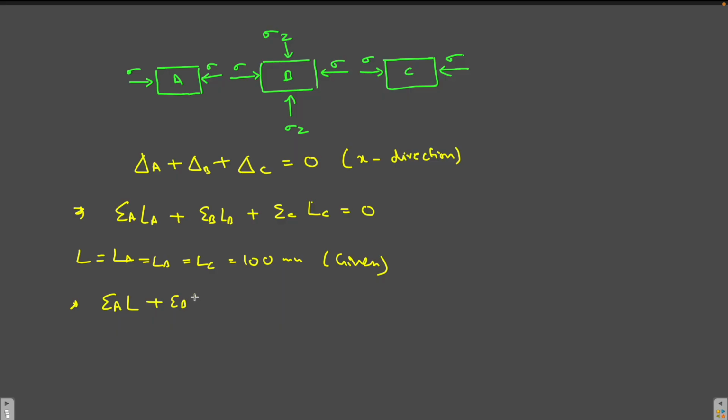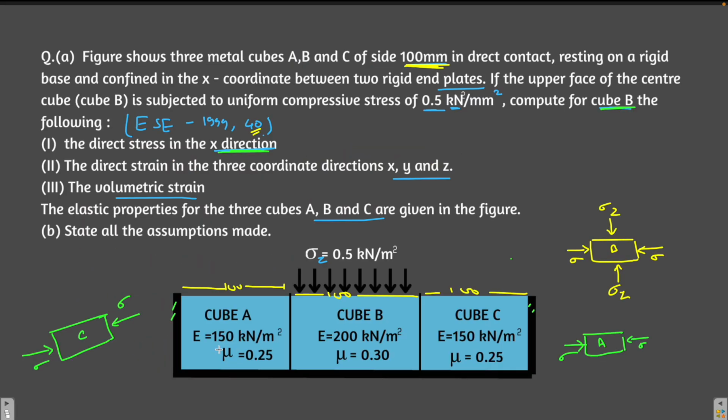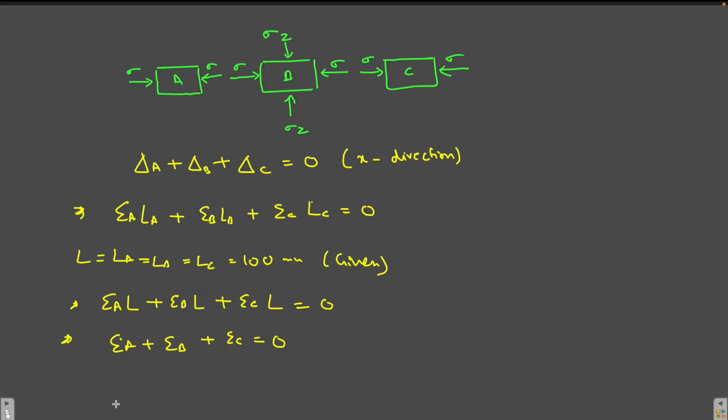So strain in A plus strain in B plus strain in C, all into length, must be equal to 0. Now if we take length as common and put it on the right hand side, we'll be left with strain in A plus strain in B plus strain in C is equal to 0, right? So from this compatibility equation, we arrived at this new equation. Now stresses are given to us and also the Young's modulus, that is E, is given to us. So can we find out what is strain in A and strain in B and strain in C? Isn't it? So let's try to do that.